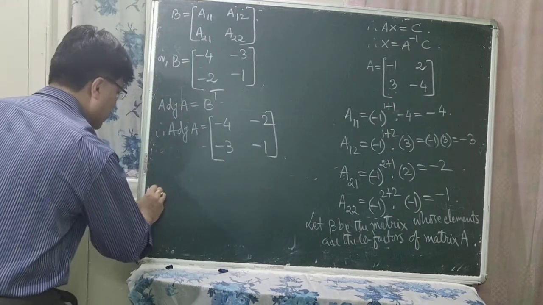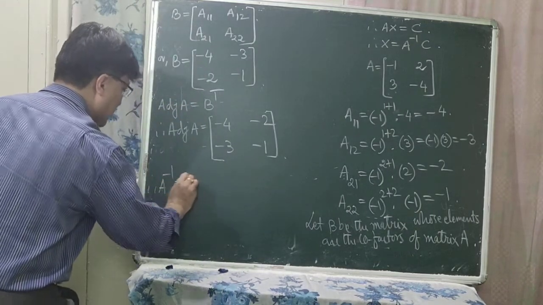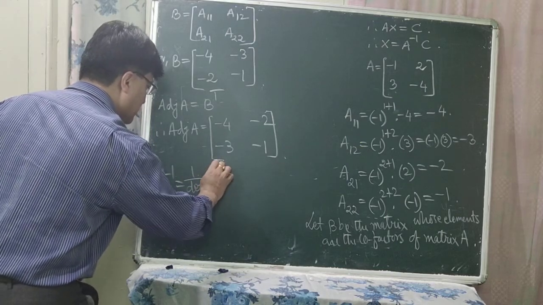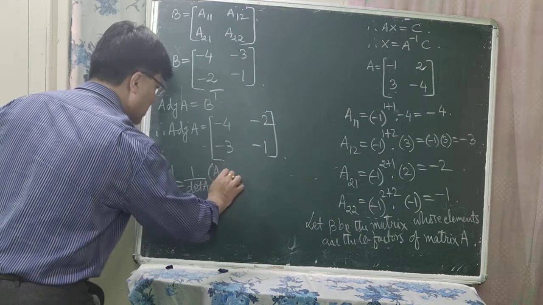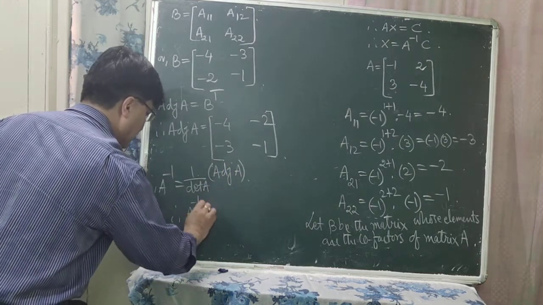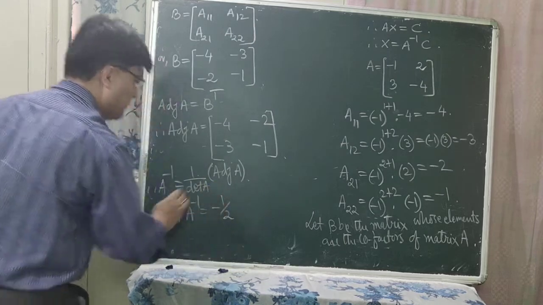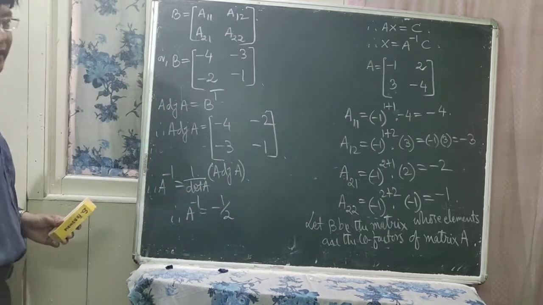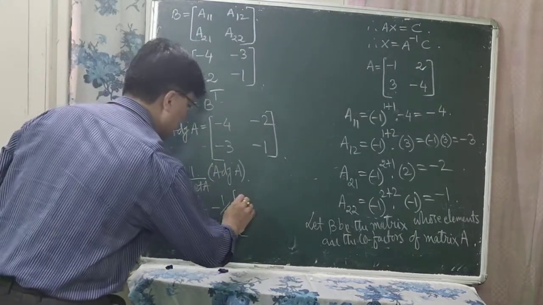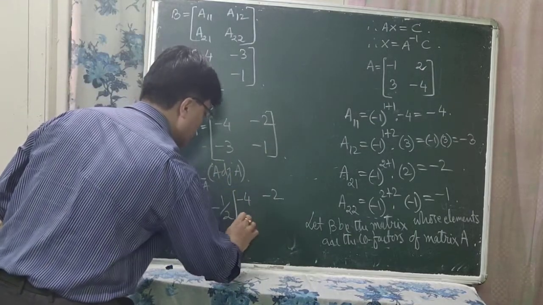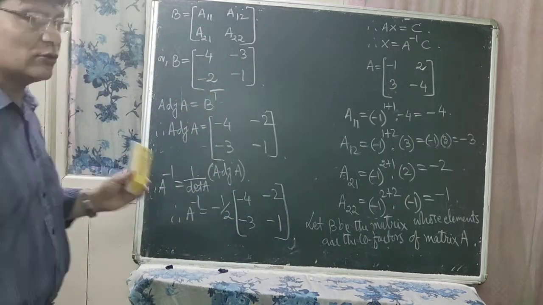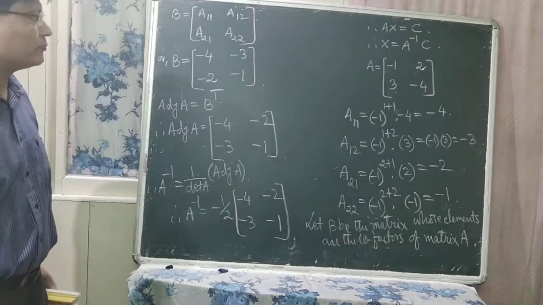So let us find out A inverse now. So here A inverse exists, you know that. So A inverse is equal to 1 upon data into ADJ A. Therefore, A inverse is equal to minus half. That is 1 upon minus 2 will be there. Data is minus 2 here. And what is adjoint of A? This is the matrix. Minus 4, minus 2, minus 3, minus 1. So this is the inverse of the matrix A.